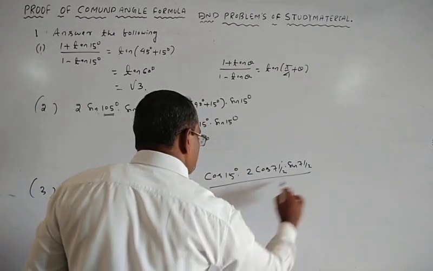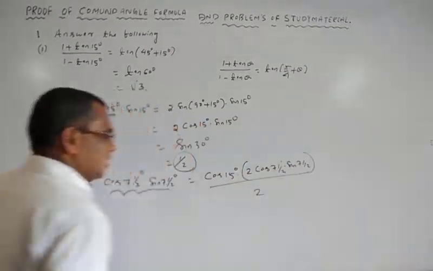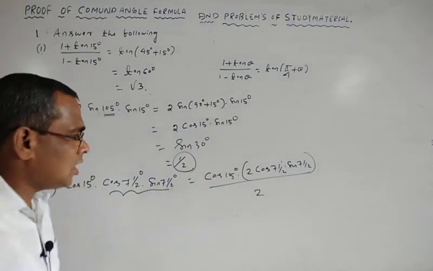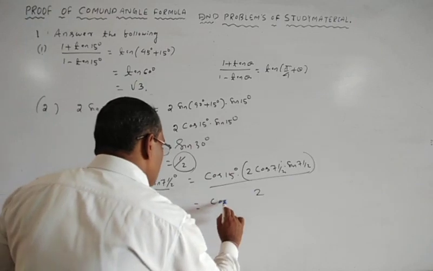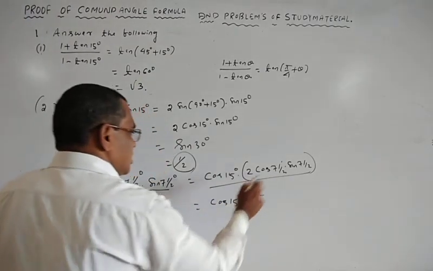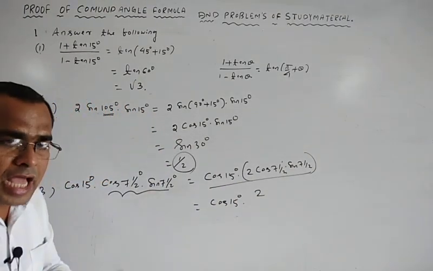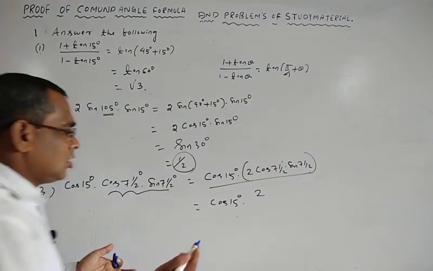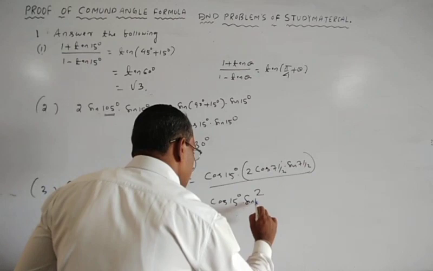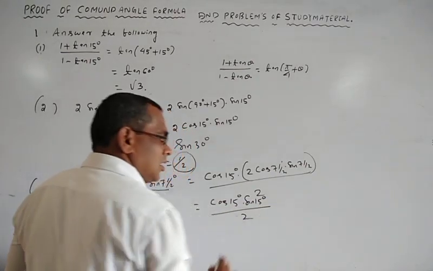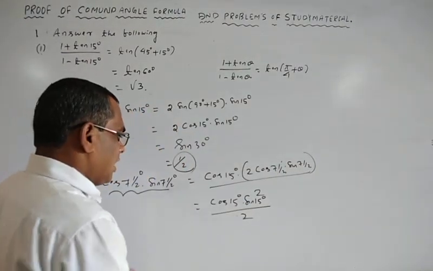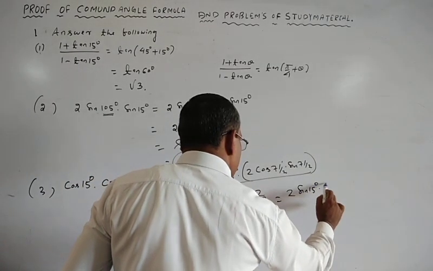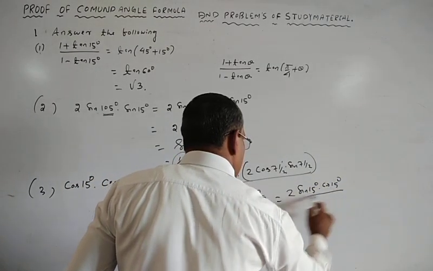Take it in the bracket: 2 cos A sin A, this is sin 2A. So this is equal to cos 15 degree sin 2 into 7.5. The multiple of sin 7.5 means 15 degree. So this is equal to sin 15 degree by 2. Then again multiplied and divided by 2, so this is equal to 2 sin 15 degree into cos 15 degree by 4.